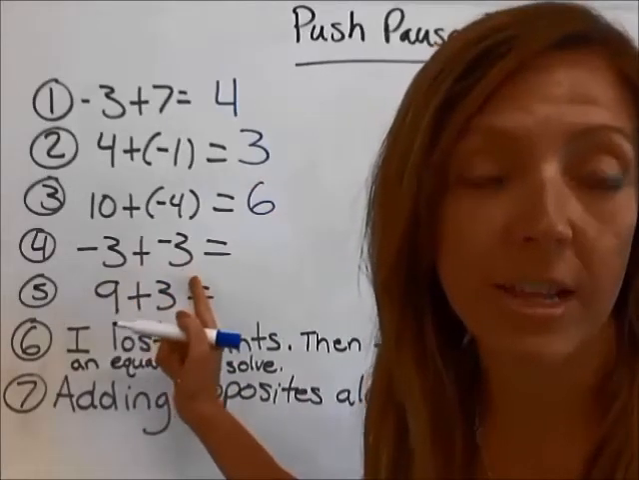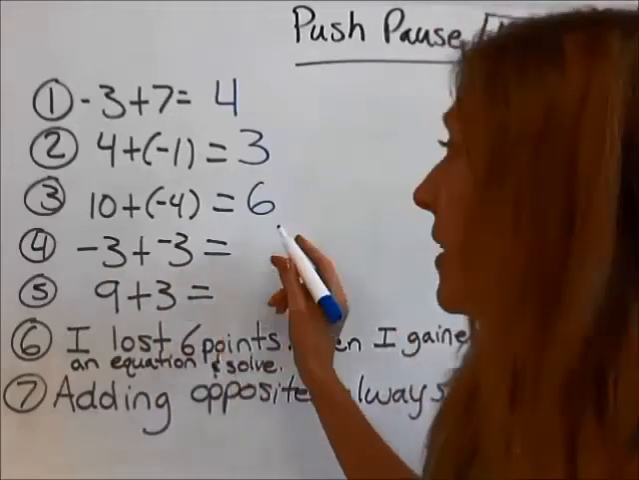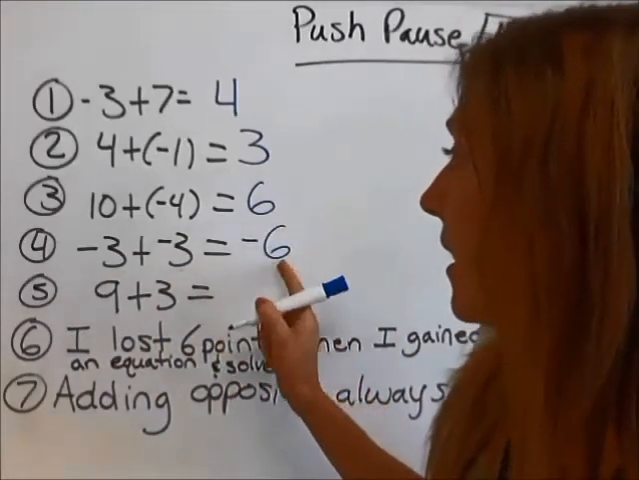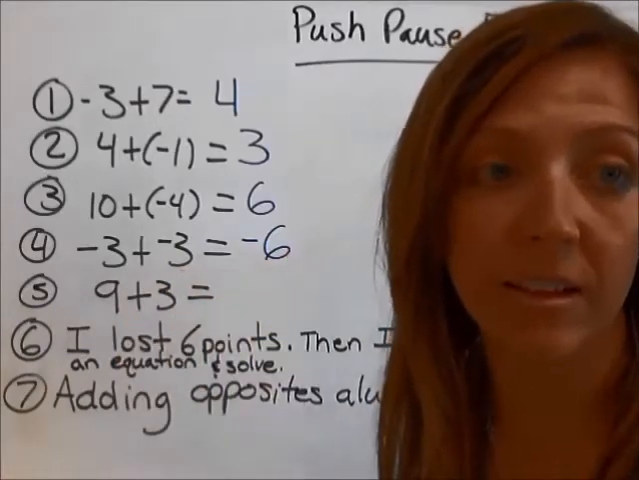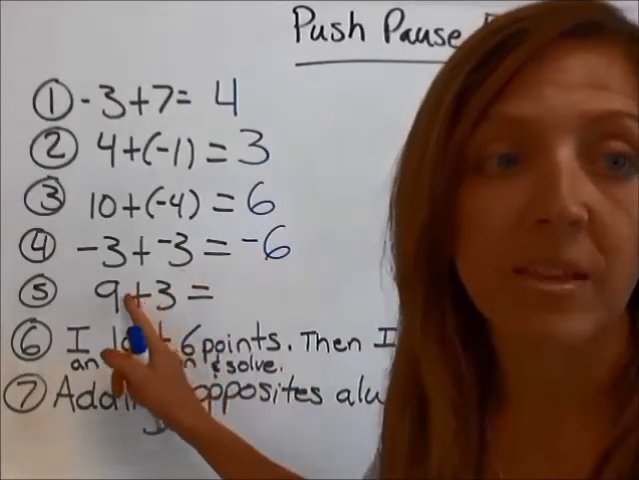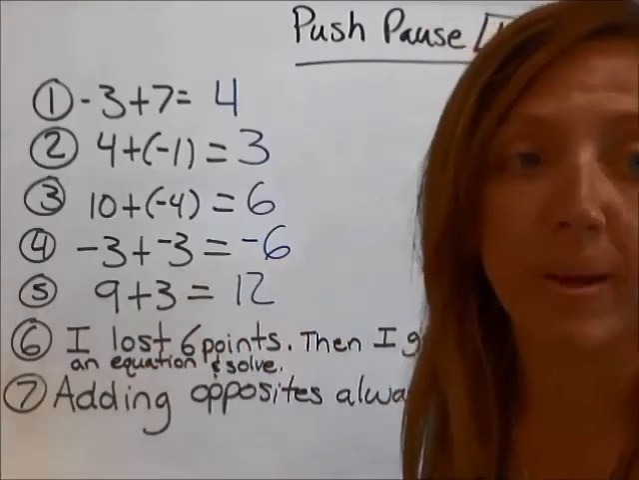I have a -3 and a -3. If I put 2 negatives together, I end up with a -6. The signs are the same. I add the numbers, and the sign stays the same. 9 plus 3 is 12. Both positive. My answer is positive.